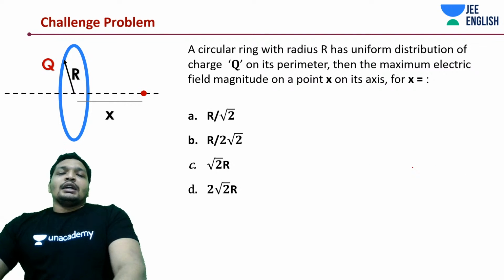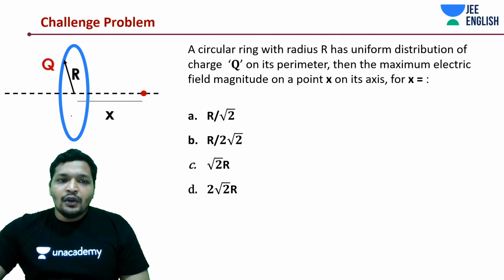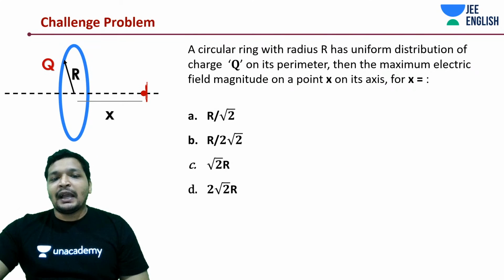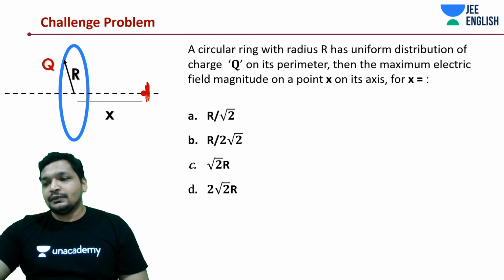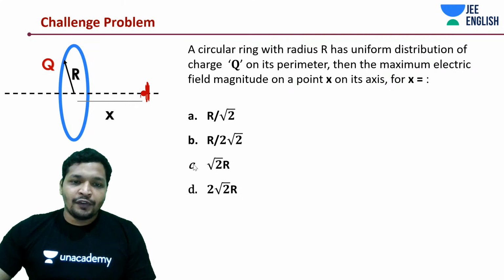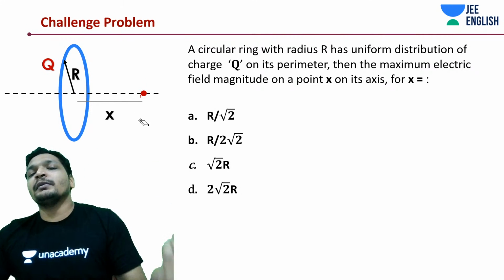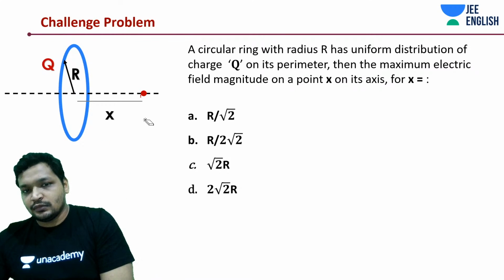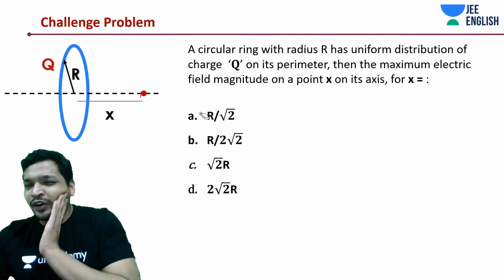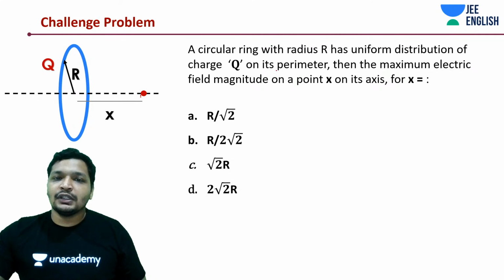So now the question is the same question. Now they're asking you, where is the field maximum on the point X? Try to sketch the graph. Once you find it out, try to sketch the graph, because at a certain point the field will be maximum, and again it will go down. Field maximum for what? Field maximum for the radius.